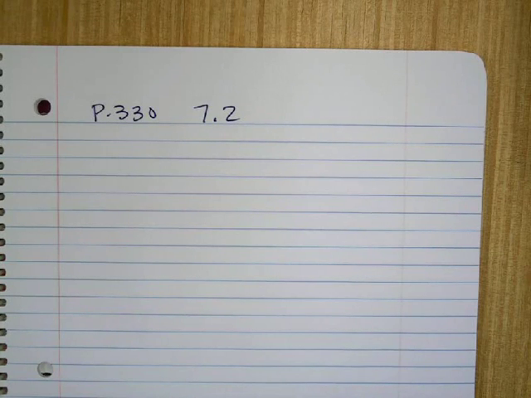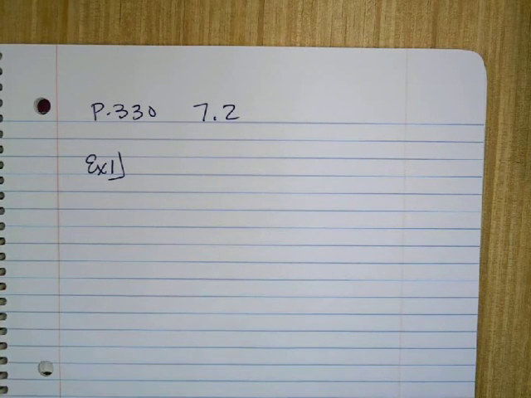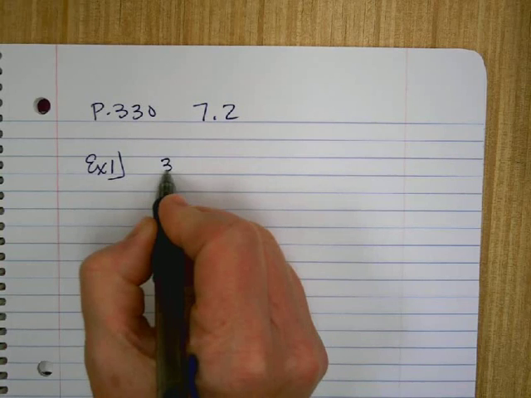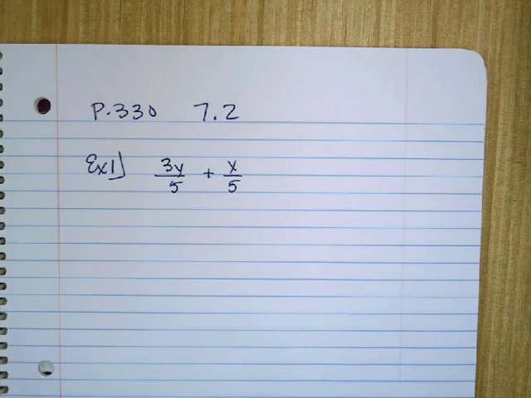Okay, we're on page 330. Lesson 7-2, example 1. It says add or subtract as indicated. 3y over 5 plus x over 5. When you're adding fractions, you have to have a common denominator.